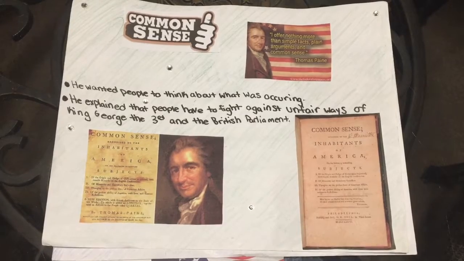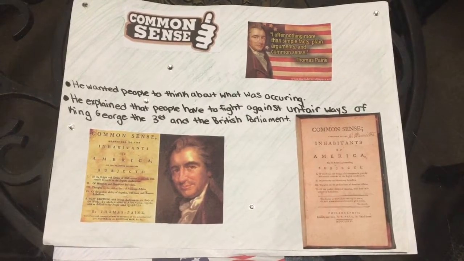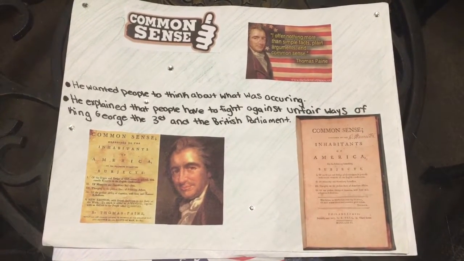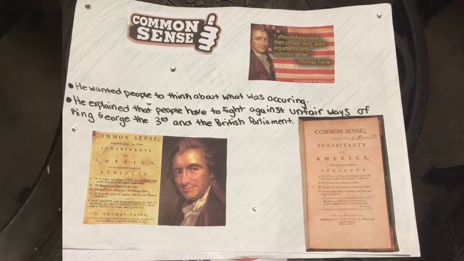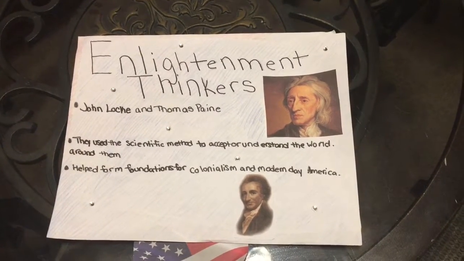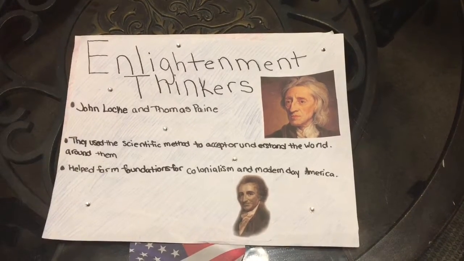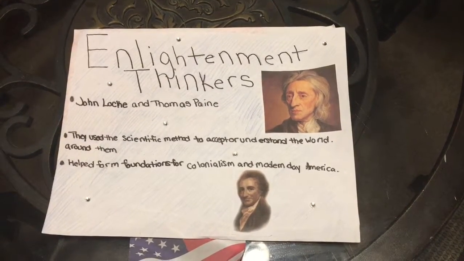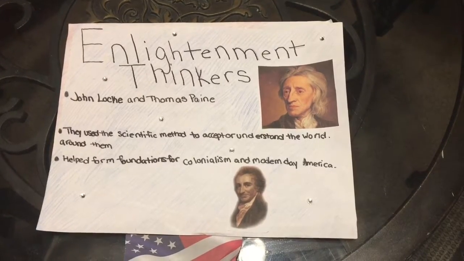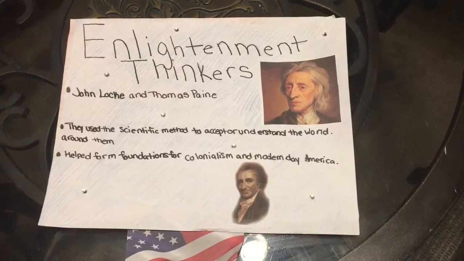This is related to the American Revolution because it helped American colonists convince themselves that it was time they finally broke away from British rule. The Enlightenment thinkers were John Locke and Thomas Paine. They used a scientific method to accept and understand the world around them and helped form foundations for modern-day America.